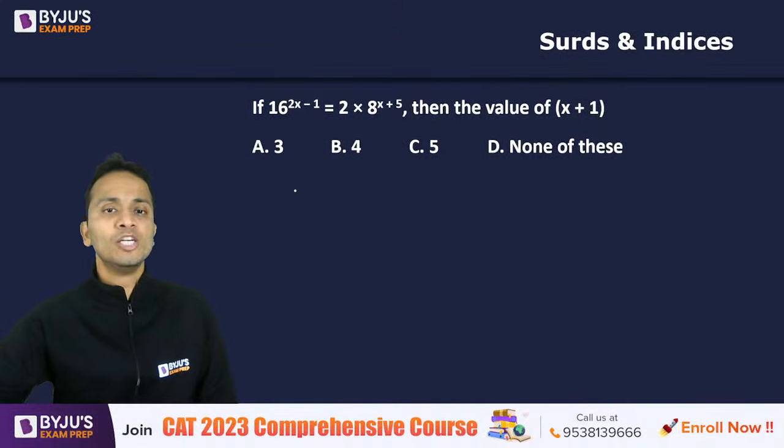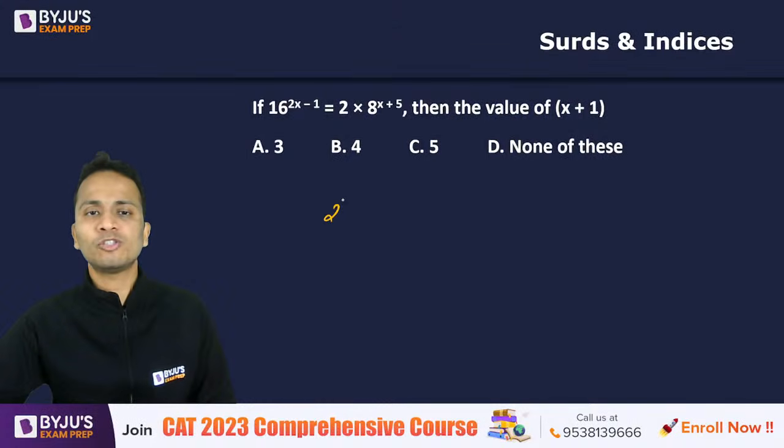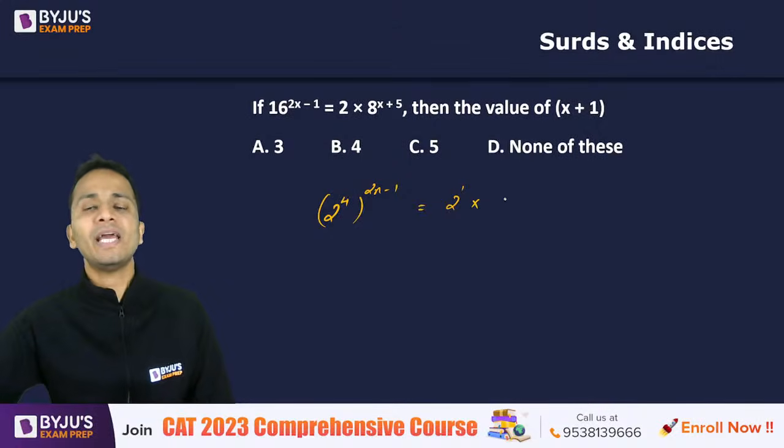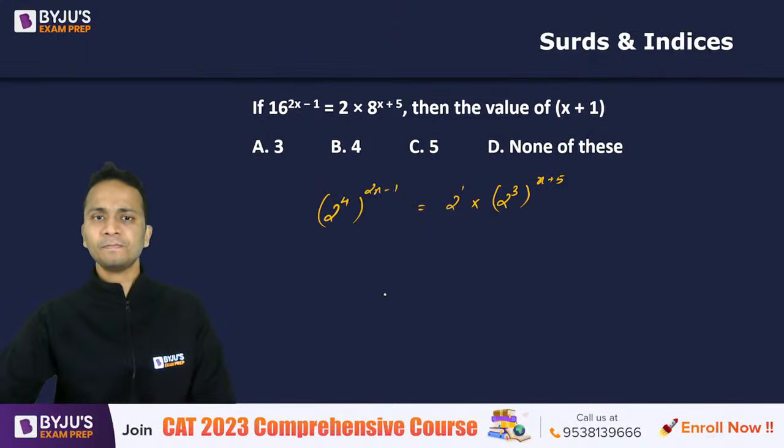Okay? So 16 I can write as 2 raised to the power 4, and then the whole raised to the power 2x minus 1. On the right hand side, 2 raised to the power 1, as it is, multiplied by 8 can be written as 2 cube. So 2 raised to the power 3, whole raised to the power x plus 5. Okay, done. Now let's open up the brackets.